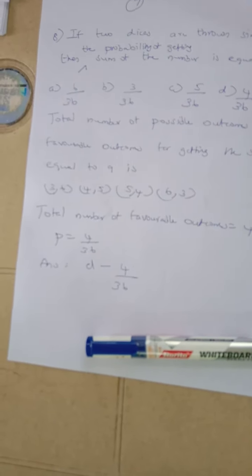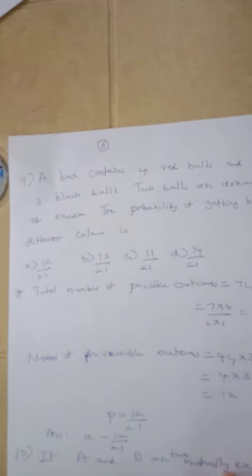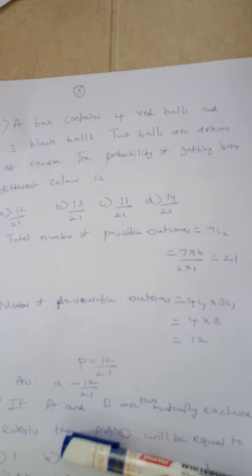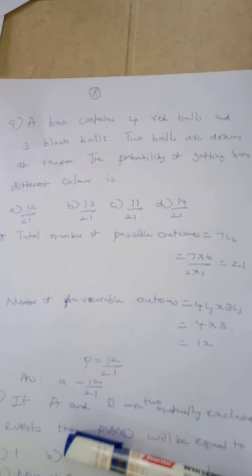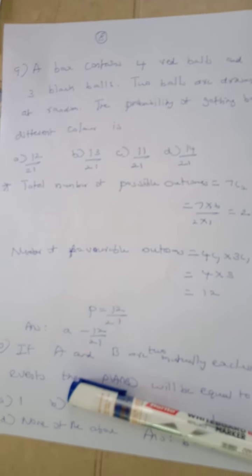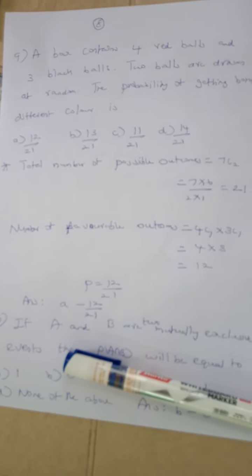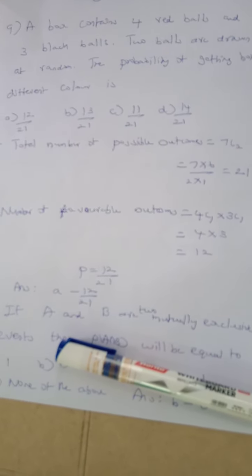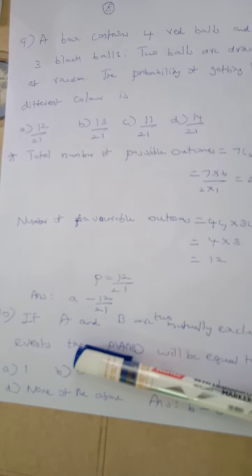Question number 9. A box contains 4 red balls and 3 black balls. 2 balls are drawn at random. The probability of getting both different color. So total number of red balls equal to 4. Number of black balls equal to 3. So what is the number of possible outcomes? Out of 7 balls we are going to take any 2. 7C2. Starting from 7 we are going to write 2 numbers in the decreasing order, 7 into 6. In the denominator we are going to write 2 factorial, 2 into 1, which is equal to 21.